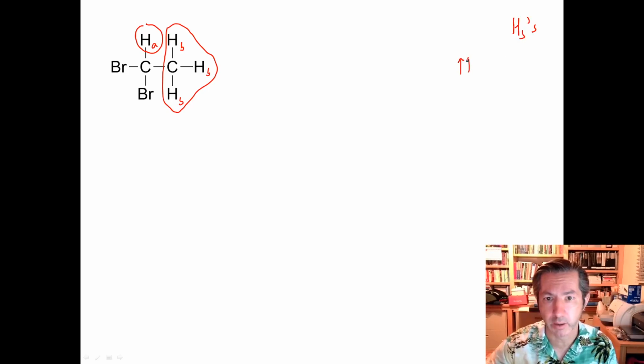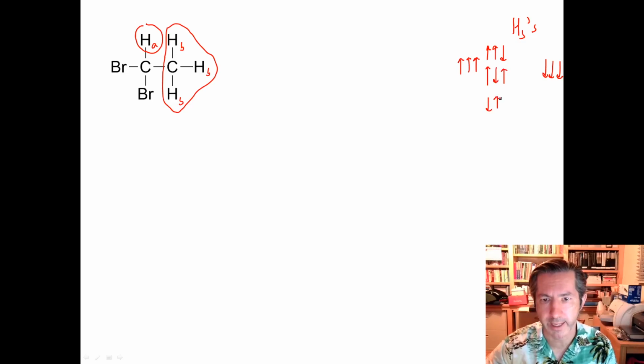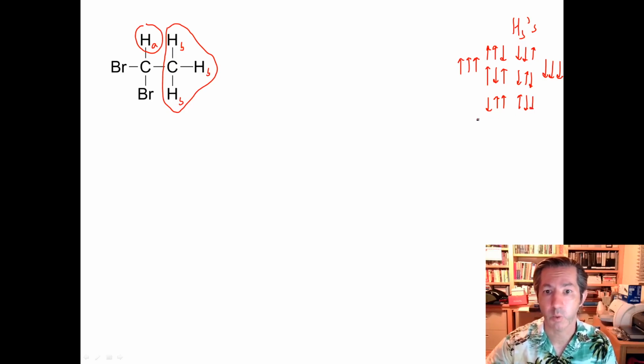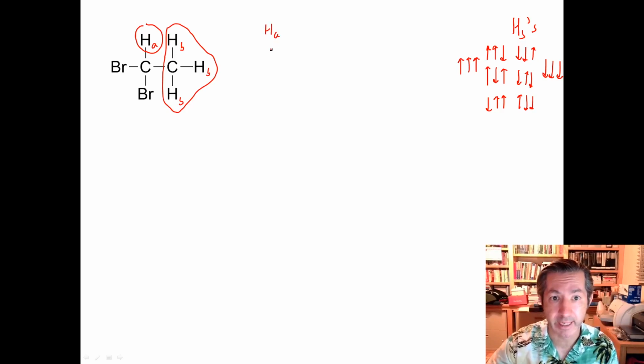Here's your possibility. They could all be spin up. They could all be spin down. You could have two up and one down. And there's a few ways to do that. Or you could have two down and one up. And again, 1, 2, 3, 4 possibilities there. And so what happens to HA, now that he has three neighbors, he gets split into 4 peaks.